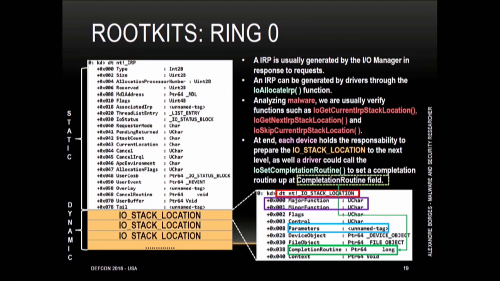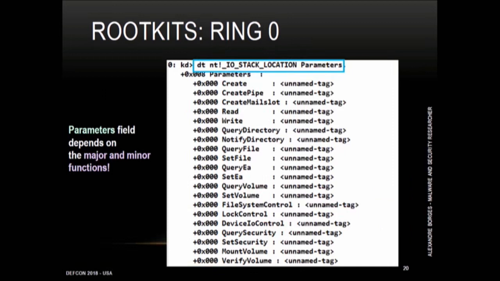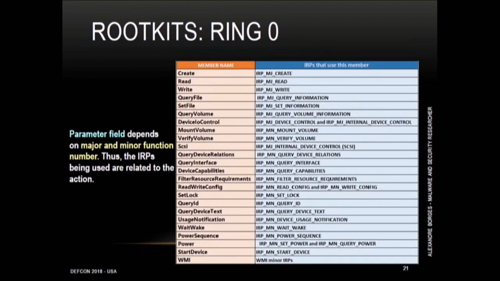At the right bottom, we have the I/O stack location structure, composed of the major function. The major function holds the pointers to dispatch routines, parameters field, and completion routines field. Parameter fields depend on the major and minor functions. So, in this slide, we have its structure of the parameters fields. In the next slide, we have a complete list of IRP types. So easy.